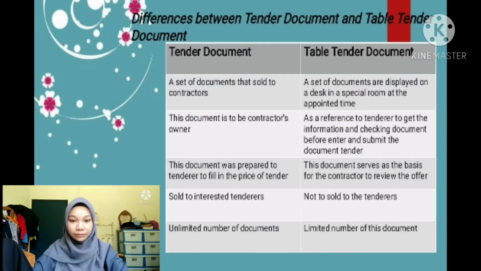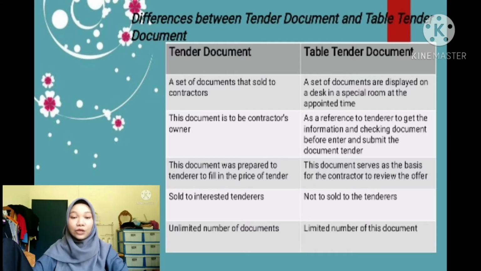The difference between tender document and table tender document is: first, tender document is a set of documents sold to contractors, while the table tender documents are displayed on a desk in a special room at the appointed time.